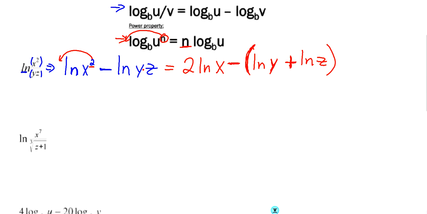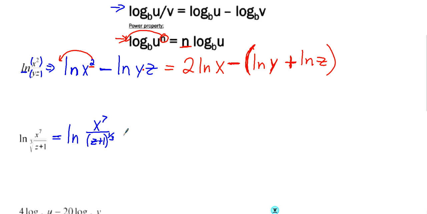Well, on this one, before we even get started, we've got to deal with something because I have a cube root sitting here. So I need to change that cube root to its power form. So I need to rewrite this as x to the 7th over, and this is z plus 1, to the 1/3 power. The cube root is the same thing as the 1/3 power. So now that I have it in a power form that allows me to use the power property of logarithms, I can do my expansion.